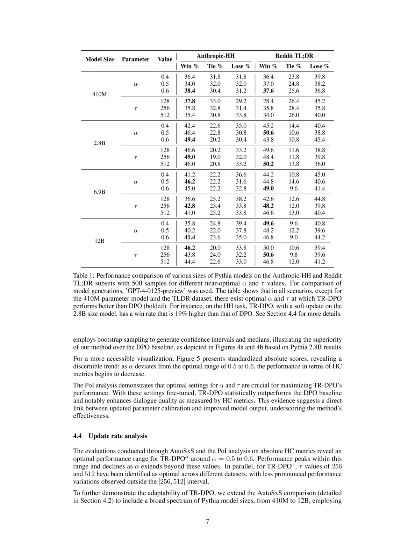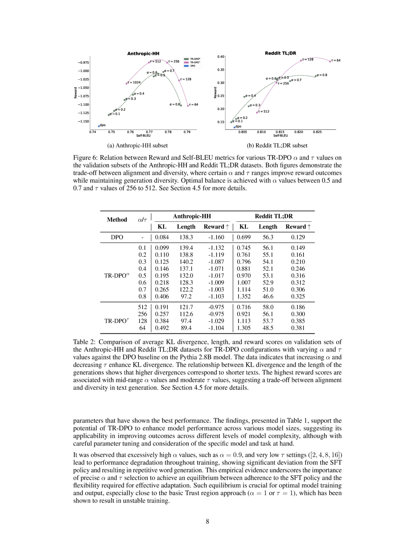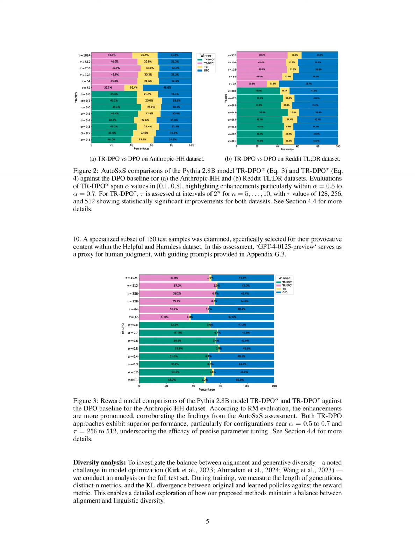TR-DPO outperforms traditional DPO in model pair comparisons, showing a 19% higher win rate for the Pythia 2.8b model. Additionally, TR-DPO demonstrates superior performance across different model sizes and natural language generation tasks, as validated on the Anthropic HH dataset. The method effectively balances alignment with generative diversity, managing long text generation more efficiently.